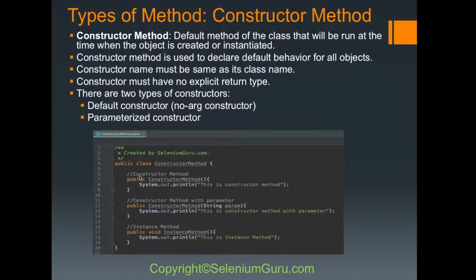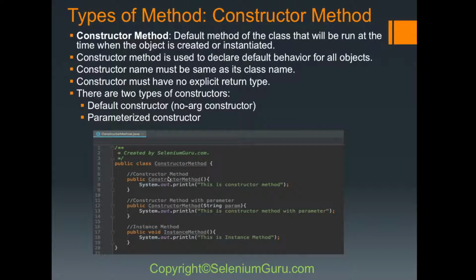So you can see here, I've created this default constructor here, and it's just going to print out this is constructor method. And I have another constructor method here, and I know this is a constructor method because this method name is same as the class name. This one has one parameter, a string param, and it's going to print out this is a constructor method with parameter. And I've got the other instance method here, which we already learned in our previous lecture. This is an instance method because it does not have static in here, right? I'm just going to print out this is instance method.